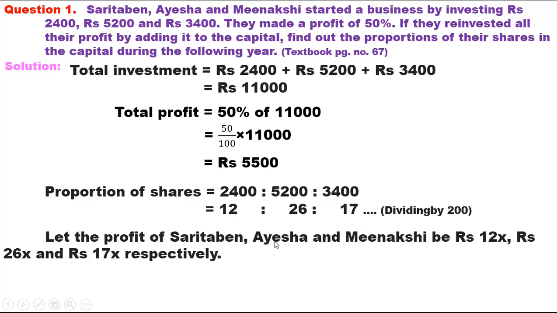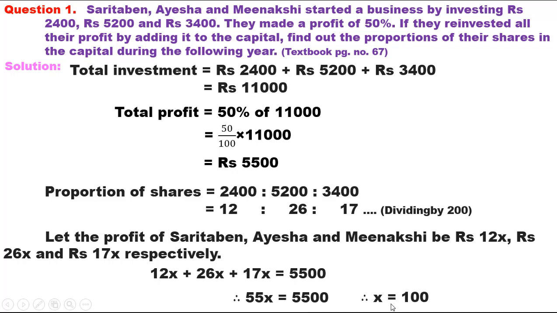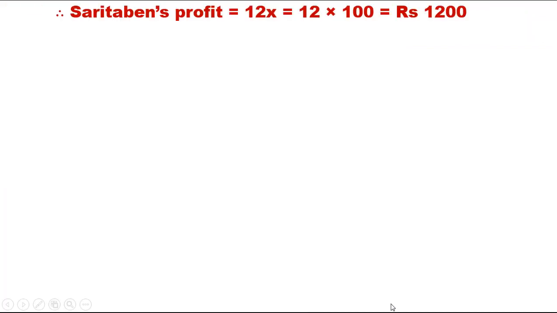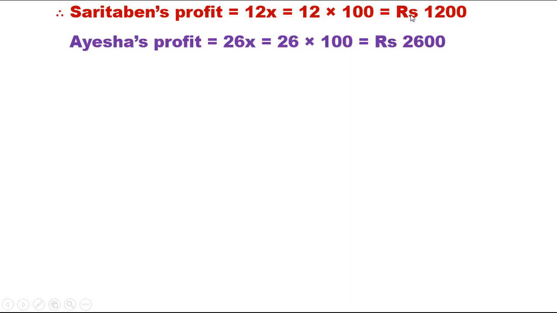Let the profits of Sarita Ben, Aisha and Meenakshi be 12x, 26x and 17x. 12x plus 26x plus 17x is equal to 5,500. 55x is equal to 5,500, therefore x is equal to 100. Sarita Ben's profit is equal to 12x, 12 into 100 is equal to 1,200 rupees.